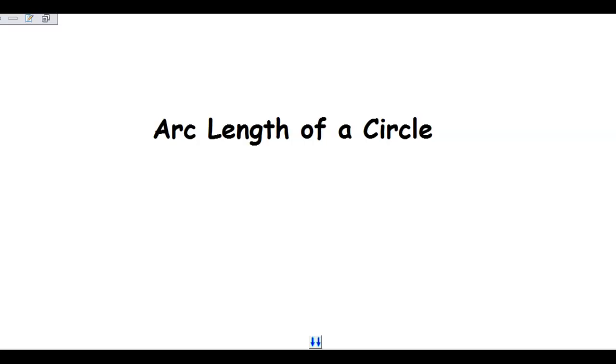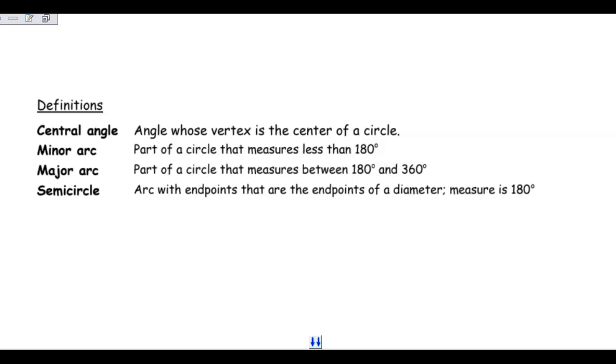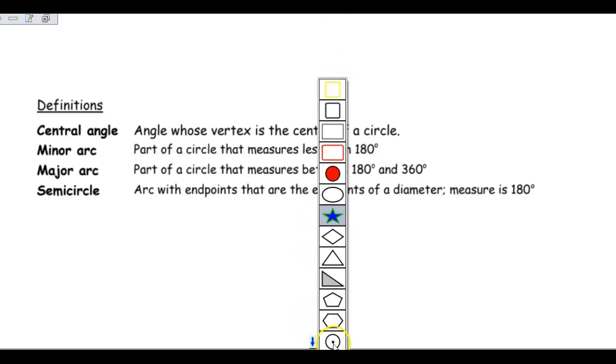Hello students, today we are going to talk about arc length of a circle. We already know that a circle is created when you have points that are the same distance from a central point and that goes all the way around, so that when we are creating our arcs, we're talking about a portion of it.